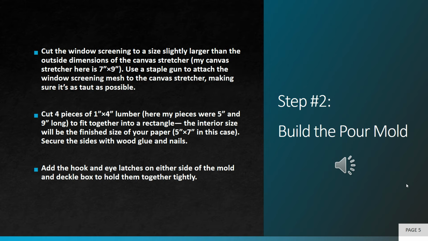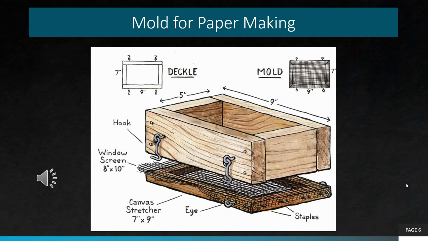So this is going to show you how to cut the window screening to size. You'll see in the presentation, and then you've got to cut some 2x4s, add some eye hooks to the frame so it all snaps together, and you'll see all this. So this is an example of the mold. I used 2x4s at home. I made the exact same thing at home. It's kind of a neat little process. Window screen is in between the 2 layers, and when you snap it in there tight, it holds everything together nice and neat.